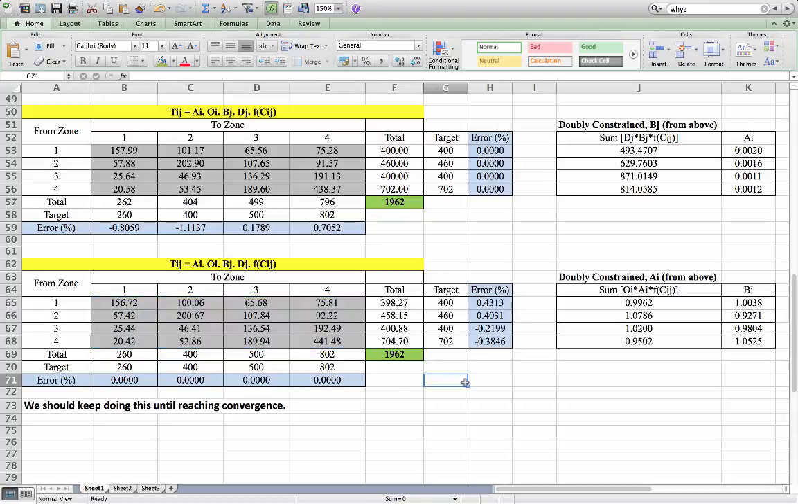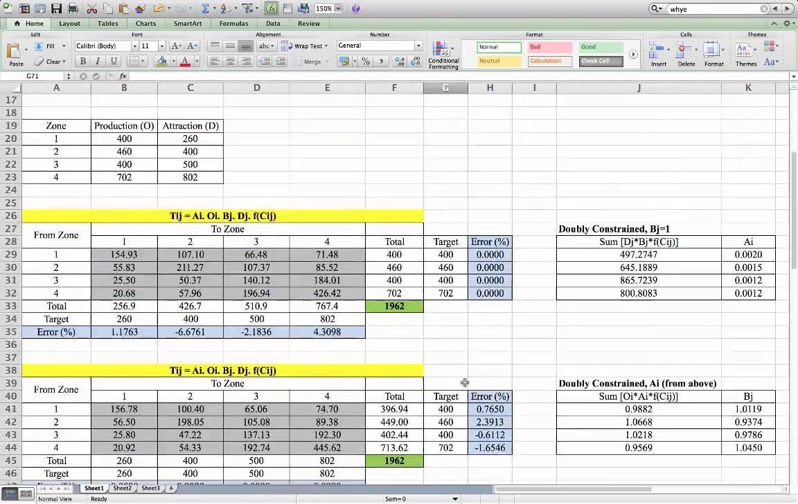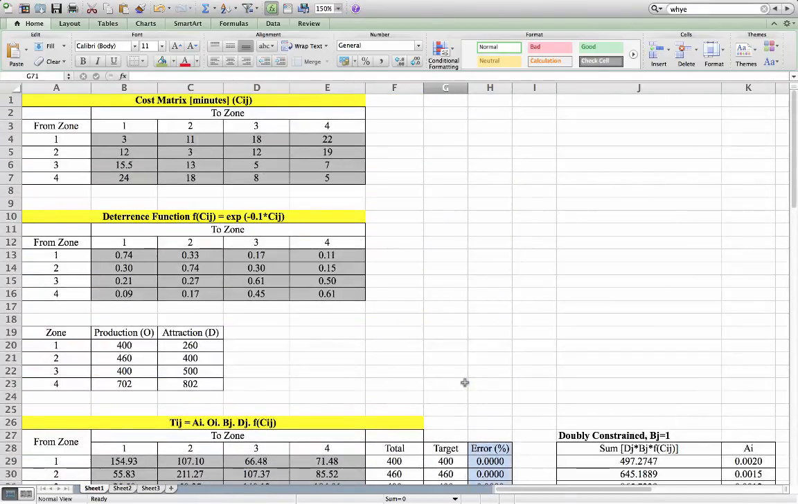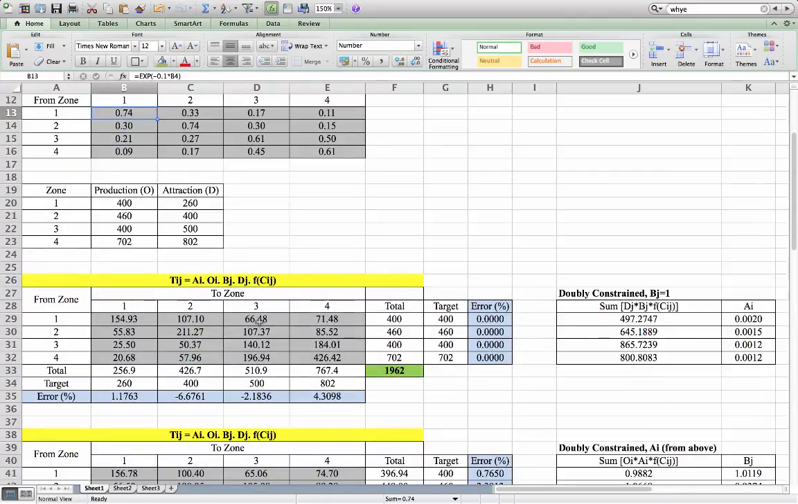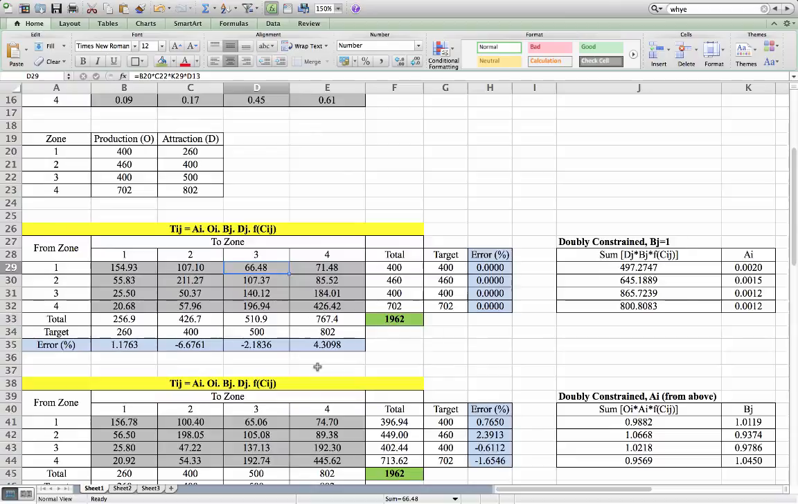So what I would like you guys now to do is to go over this example again, try to create a similar spreadsheet for yourself. Try to formulate all these formulas by yourself so you learn. If you just follow what I did here, you should be able to create an Excel file for yourself.